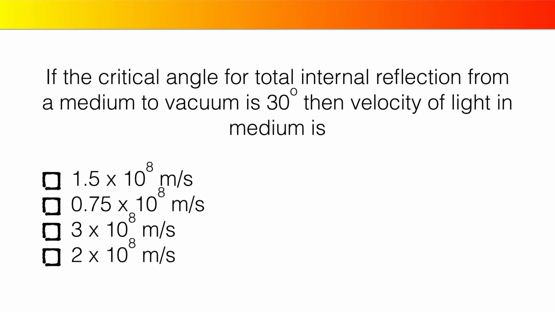If the critical angle for total internal reflection from a medium to vacuum is 30 degrees, then the velocity of light in the medium is 1.5 × 10^-8 meters per second, 0.75 × 10^8 meters per second, 3 × 10^8 meters per second, 2 × 10^8 meters per second.